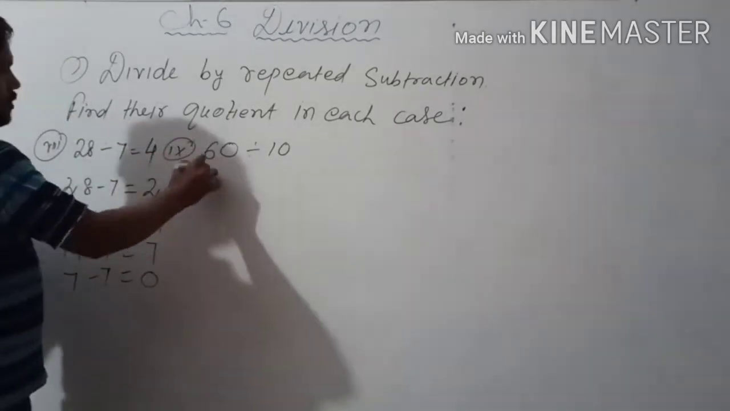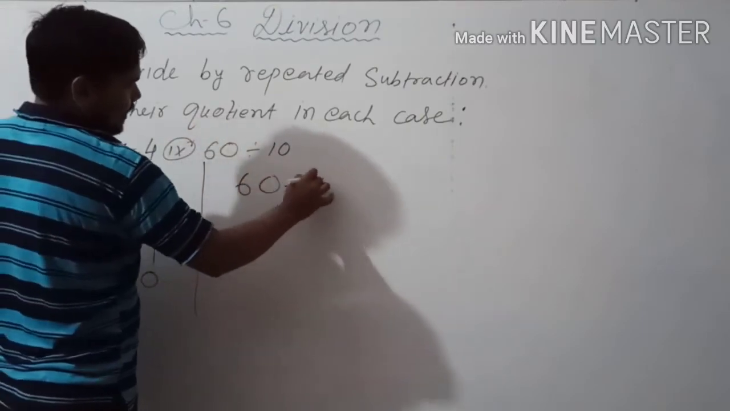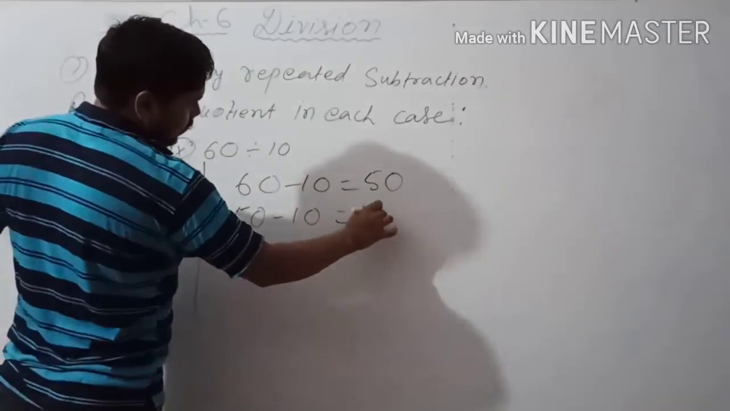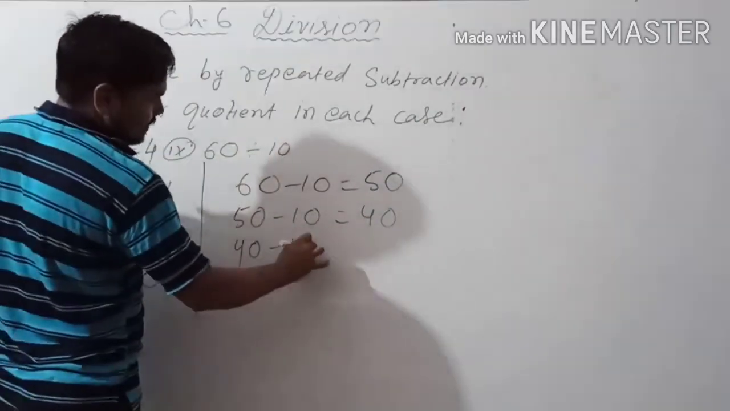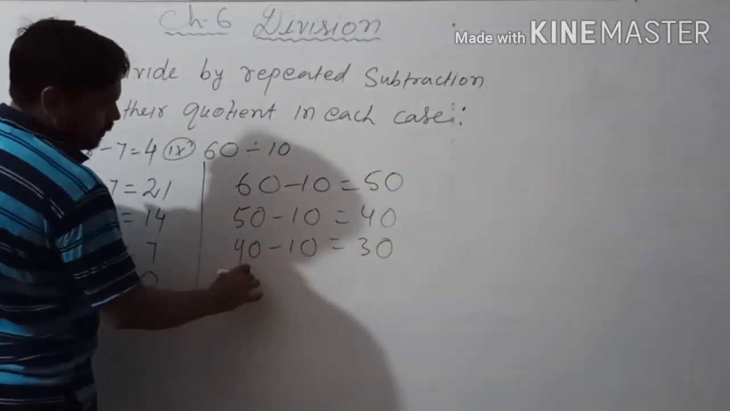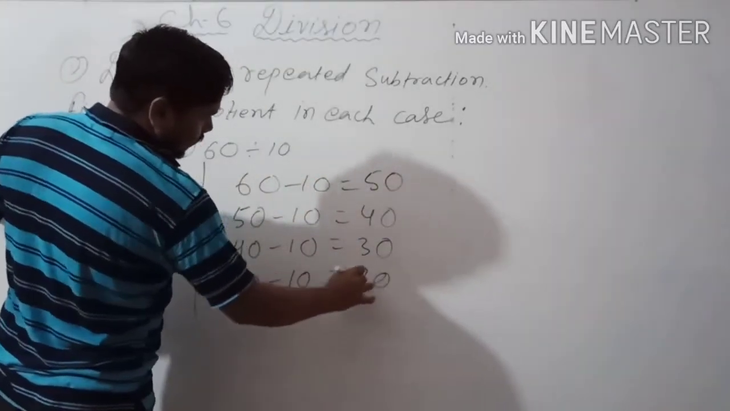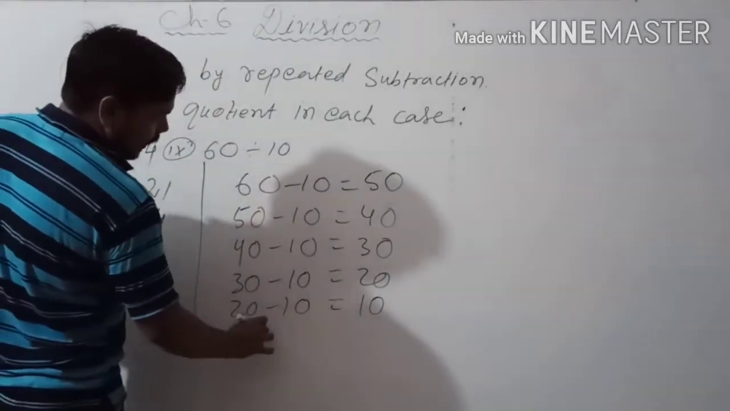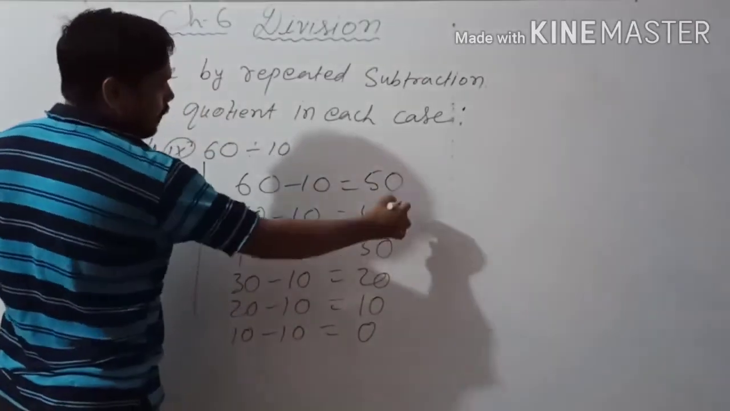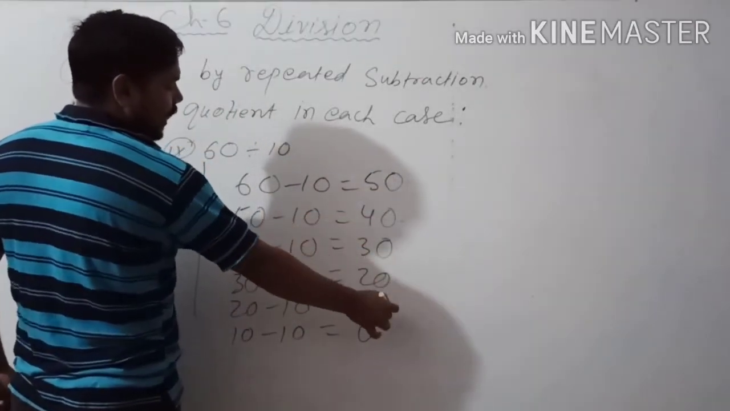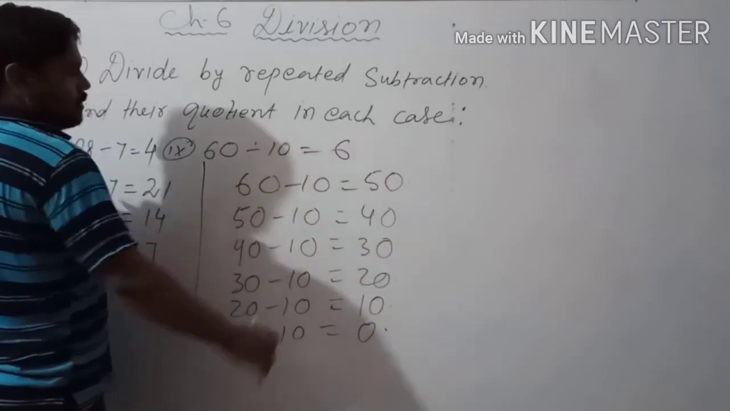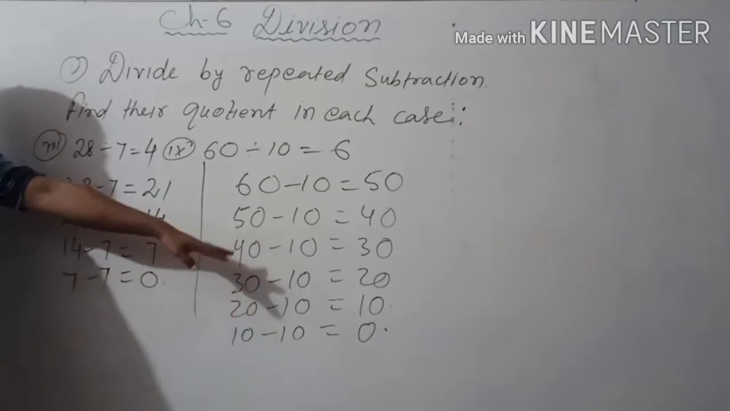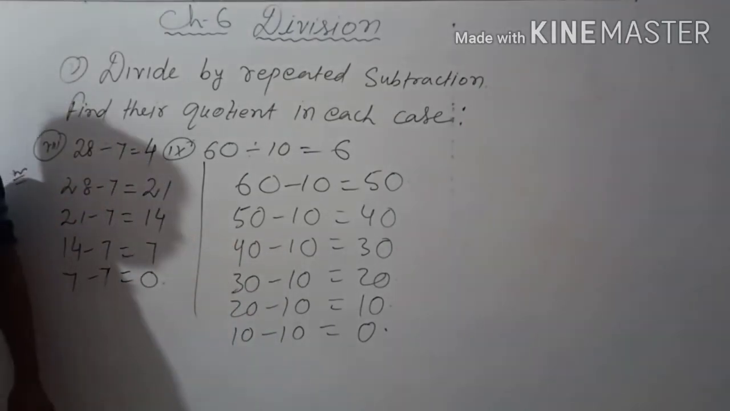Then again we will do this one also. So 60 minus 10 is 50. Then 50 minus 10 is 40. Then 40 minus 10 is 30. Then 30 minus 10 is 20. Then 20 minus 10 is 10. And then again 10 minus 10 is 0. So how many times? 1, 2, 3, 4, 5, 6. 6 times. So here it will be 6. So this is how the rest of all of question number 2, by repeated subtractions you can find the quotient. Okay.